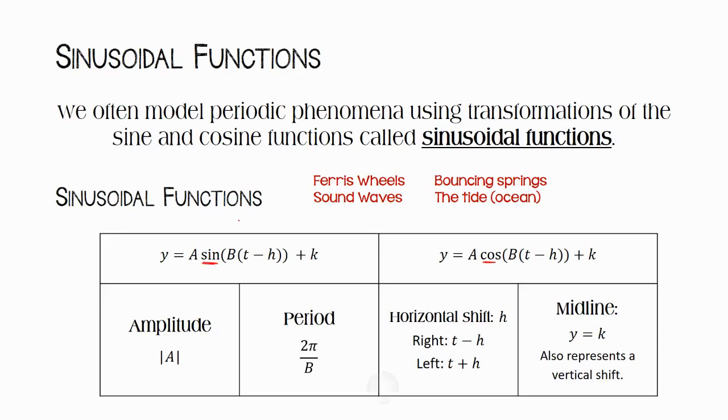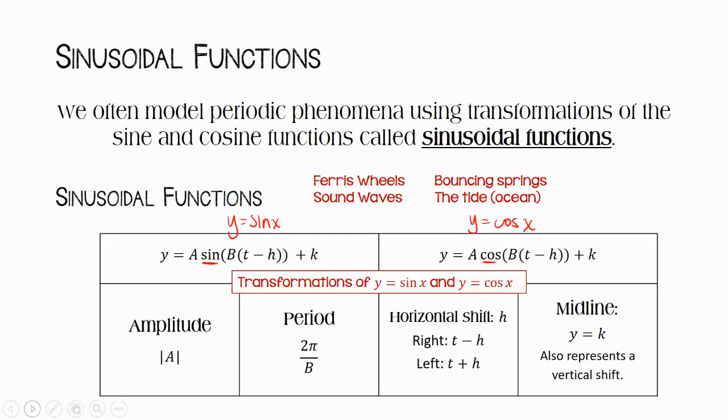And what we do is we take y equals sine of x and y equals cosine of x, and then we just transform them. So most of these are just transformations of sine x and cosine x. If you'll remember back when we talked about transformations, our basic transformation of any function is a times f of b times x minus h plus k, where a is a vertical stretch or compression, b is a horizontal stretch or compression, h is a horizontal shift, and then k is a vertical shift. The same is true for all of these sine and cosine functions and sinusoidal functions.